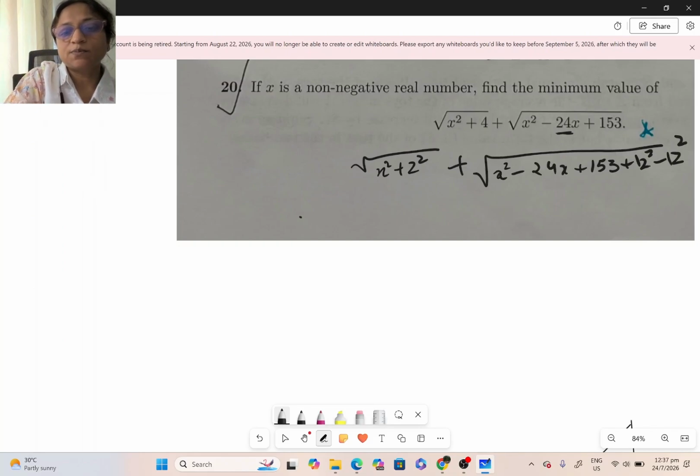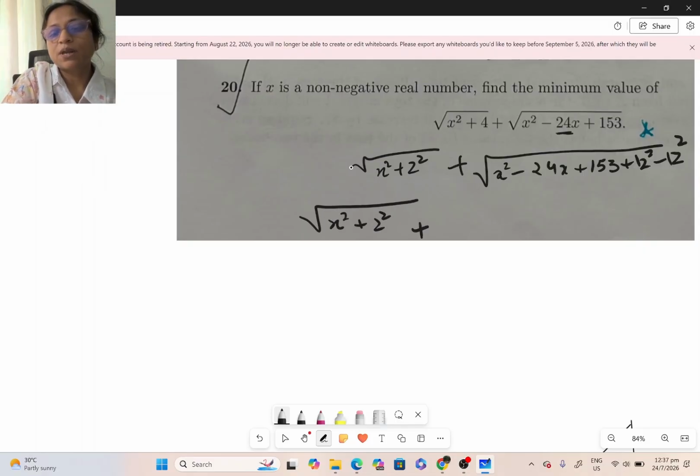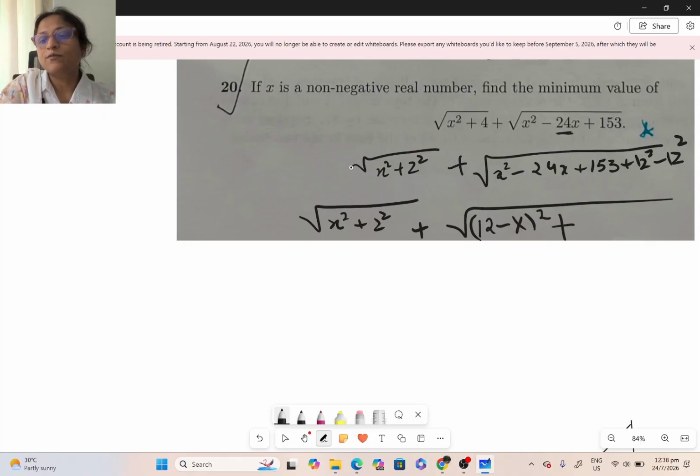That makes me what? My expression becomes x square plus 2 square plus, 12, sorry. So it becomes 12 minus x whole square plus 153 minus 12 square, which is 144. That makes it a plus 9. Or you can replace the 9 with a 3 square, right?